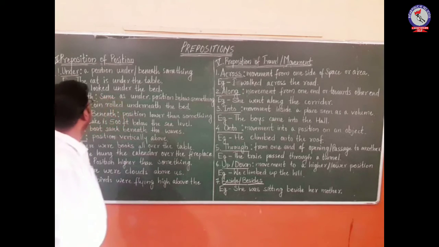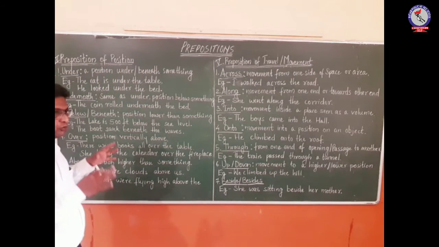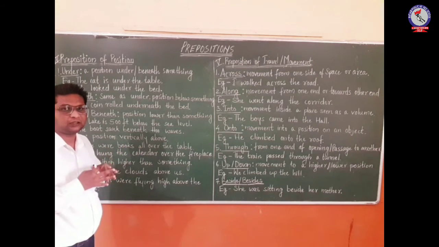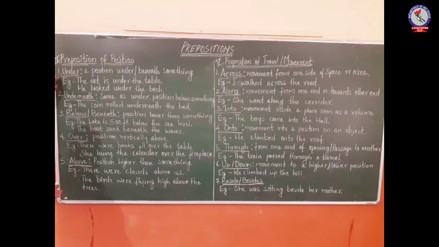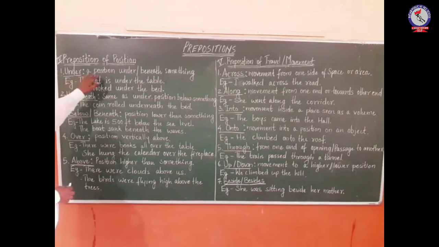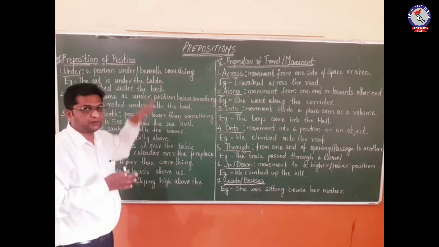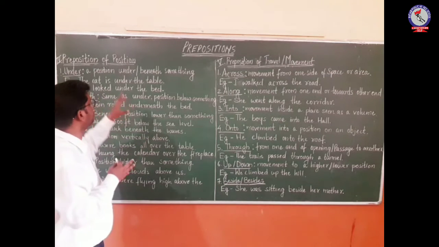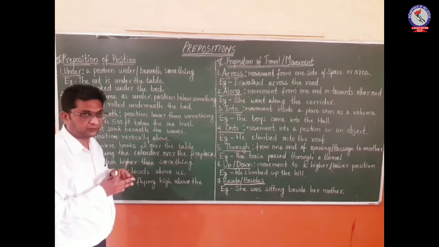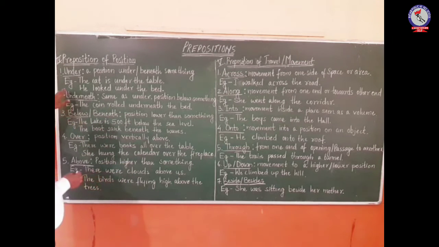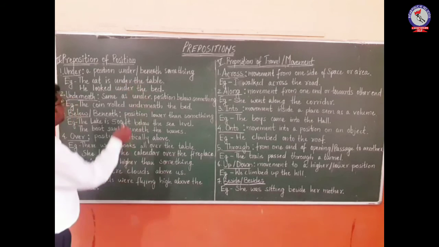We will see the preposition of position. Now this preposition will help us to understand the position. See first, under. It is used to show a position under or beneath something. See the example. The cat is under the table.